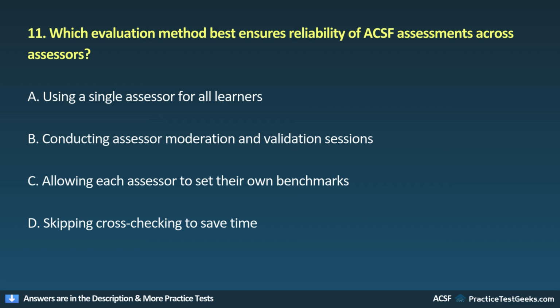11. Which evaluation method best ensures reliability of ACSF assessments across assessors? A. Using a single assessor for all learners. B. Conducting assessor moderation and validation sessions. C. Allowing each assessor to set their own benchmarks. D. Skipping cross-checking to save time.